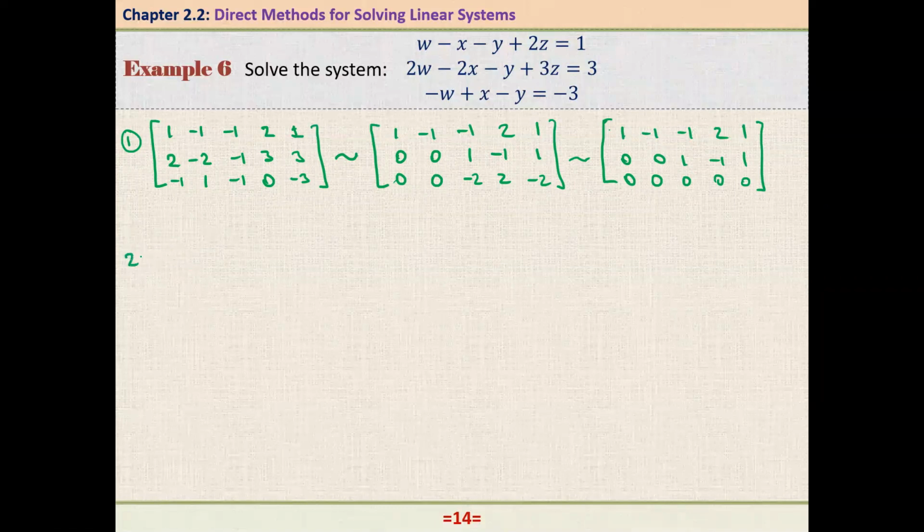In the next step, if we write the corresponding system to this augmented matrix, what do we get here? We get W minus X minus Y plus 2Z equal to 1, right? 1 minus 1 minus 1 plus 2 equals 1. And the next row is W with 0, X with 0, Y, and minus Z is equal to 1, right? And the third row, all are 0, so we don't have to write anything.